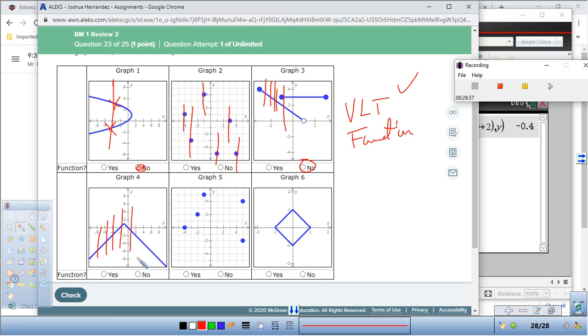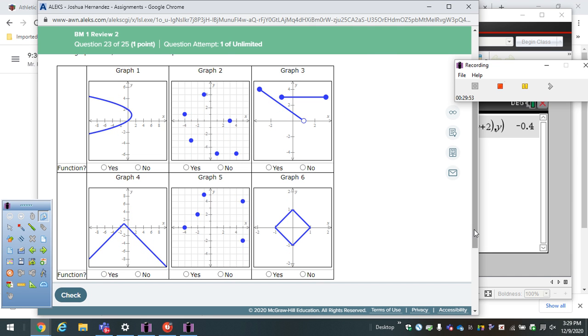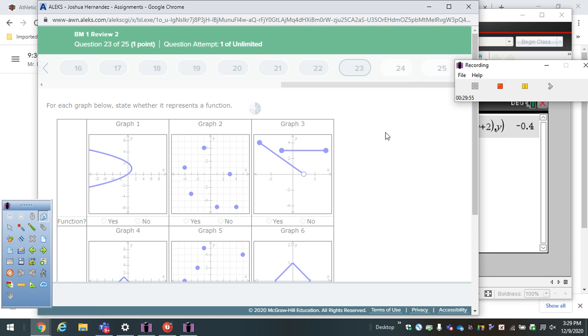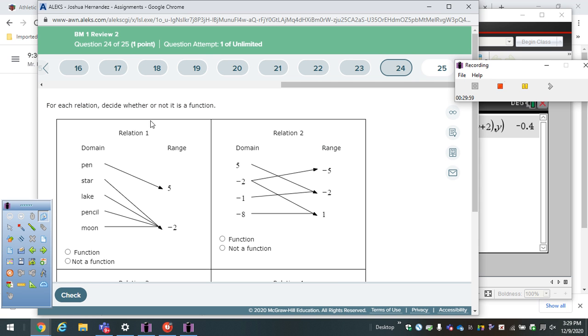Function. I'm just thinking about all the imaginary vertical lines I could draw. Yes, it's a function because each time it only crosses once. Twice, not a function. Yes here. No. Not a function.